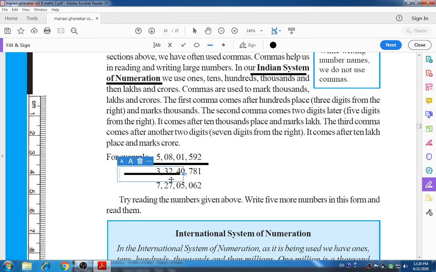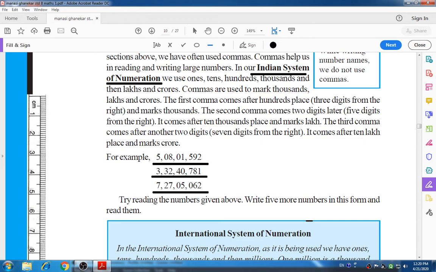Look here carefully. Here after 3 digits, we draw the first comma, and after 2 digits, we draw a comma. Same in this example also. From the last, after 3 digits, we wrote the first comma. Then after every 2 digits, we draw a comma. Okay, try reading the numbers given above and write 5 more numbers in this form and read them.